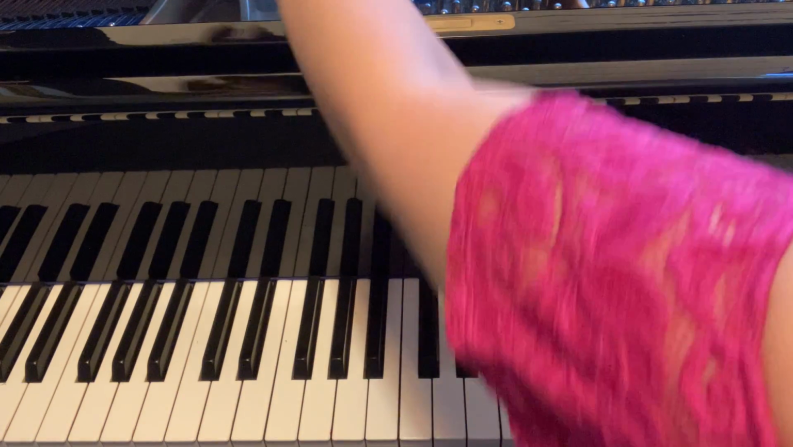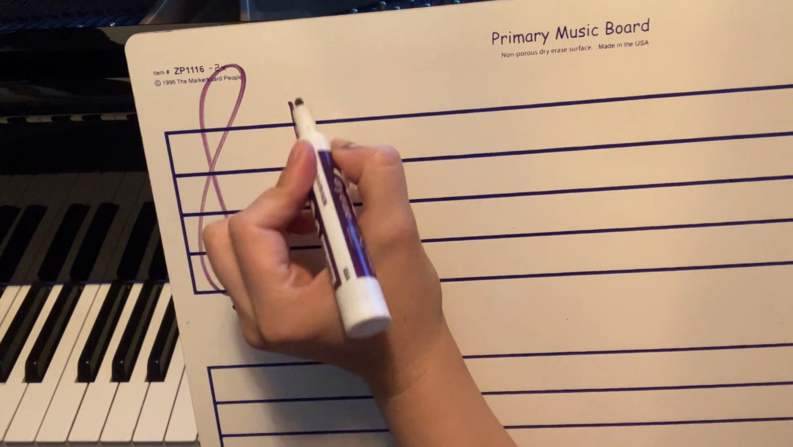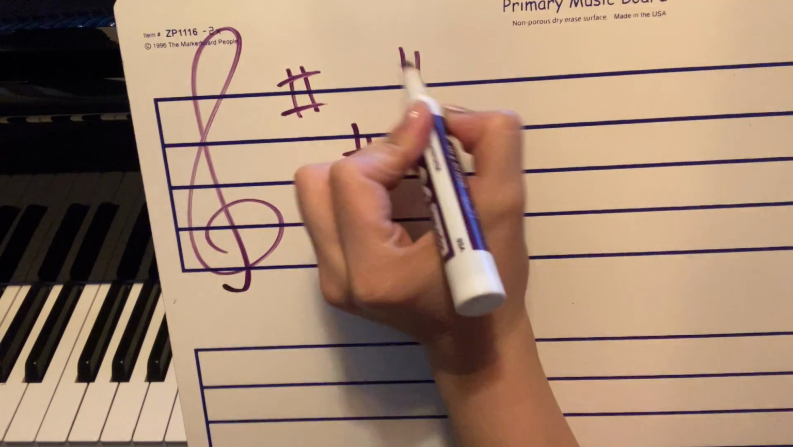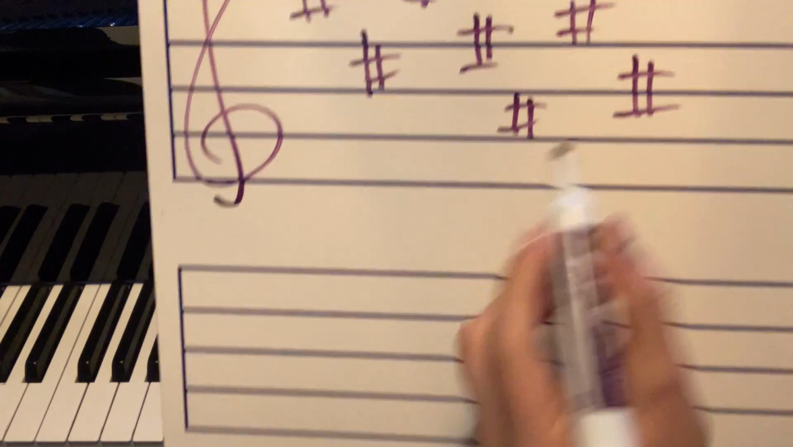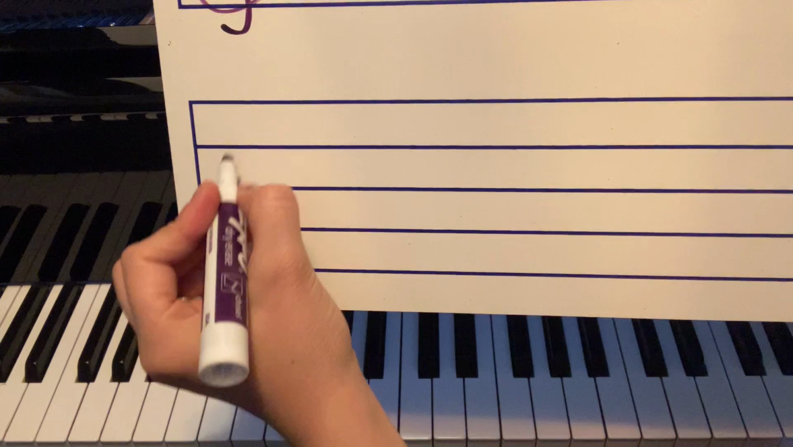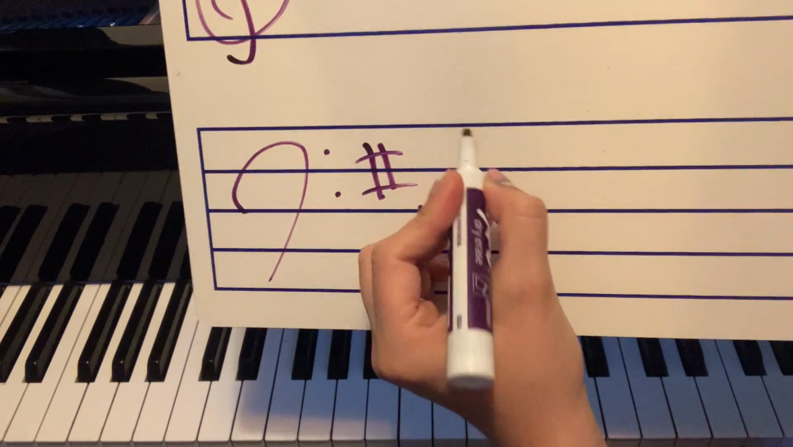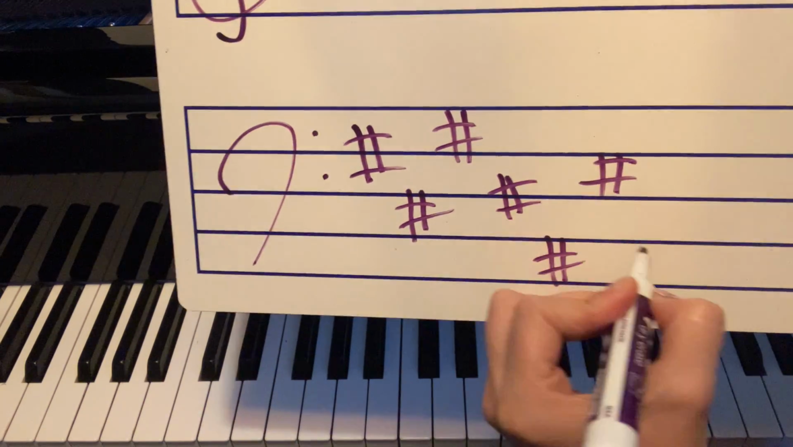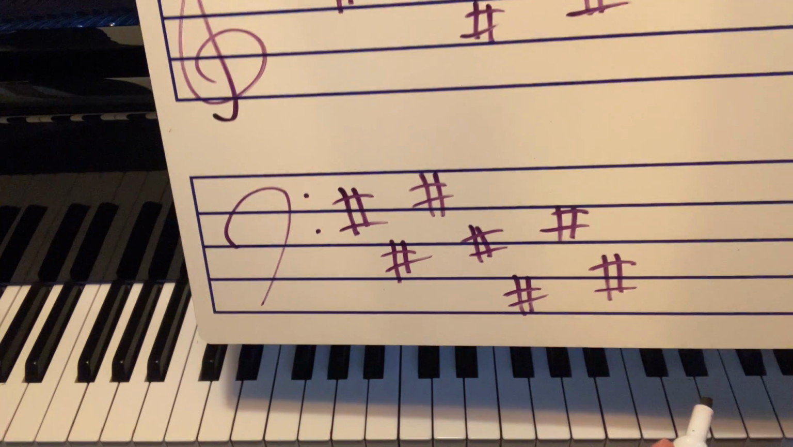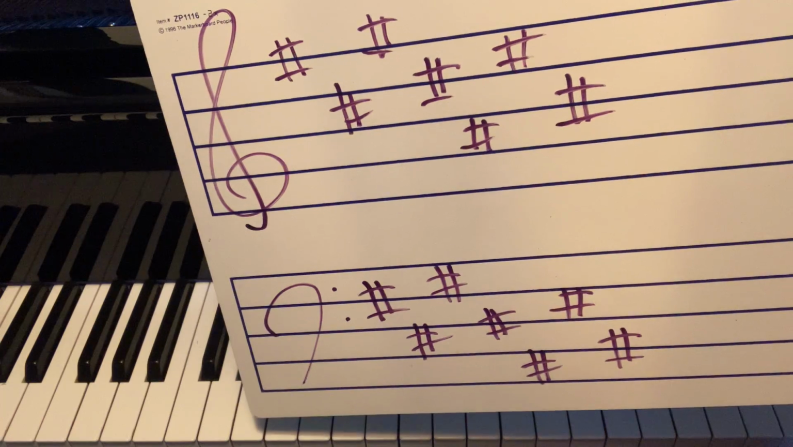So now let's look at the staff. We're going to write it. The sharps in order, they always stay in the same order. So we have fat cats go down alleys eating bugs. And then we have the bass clef, same thing. Fat cats go down alleys eating bugs. And just be sure that no matter which clef you're doing, you keep the same amount of sharps on top. So let's do an example.